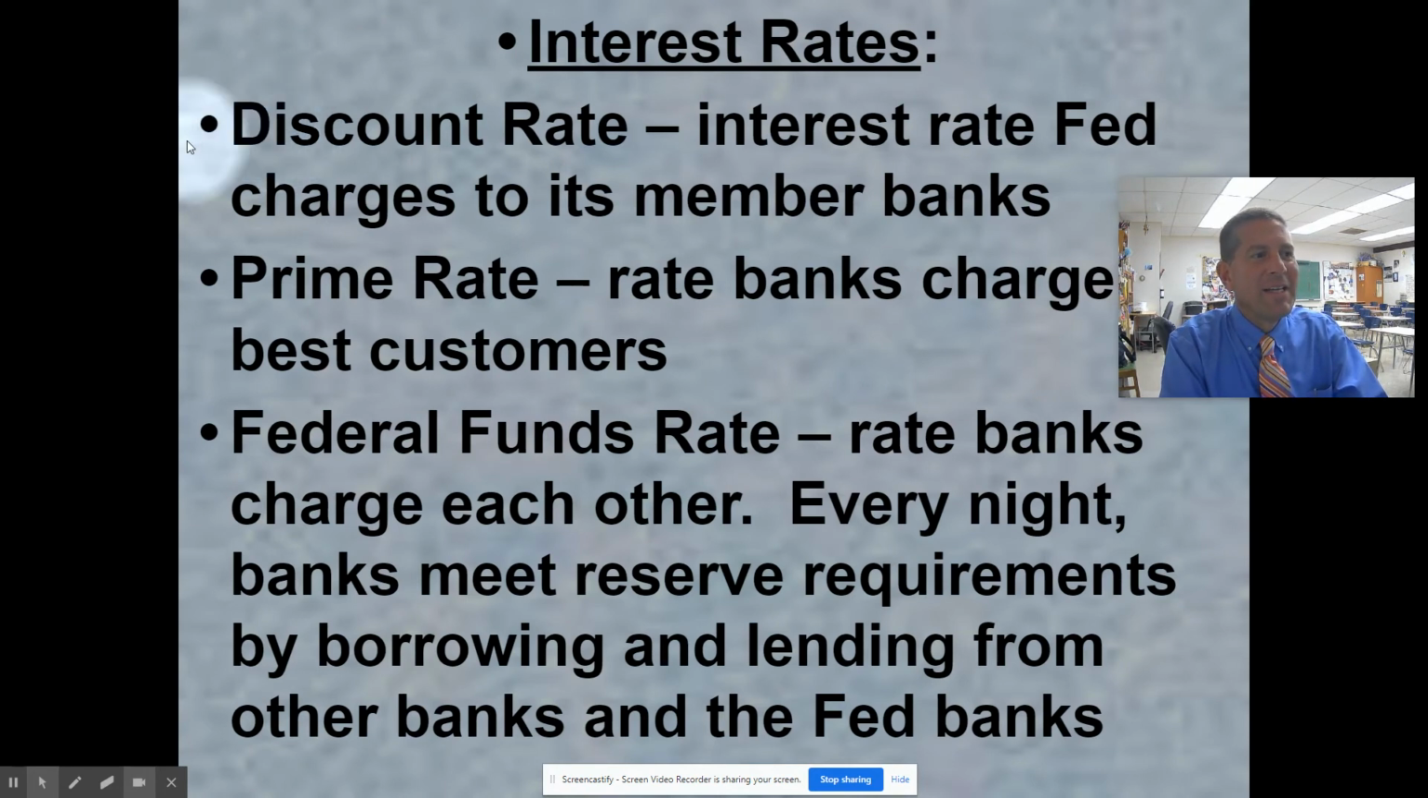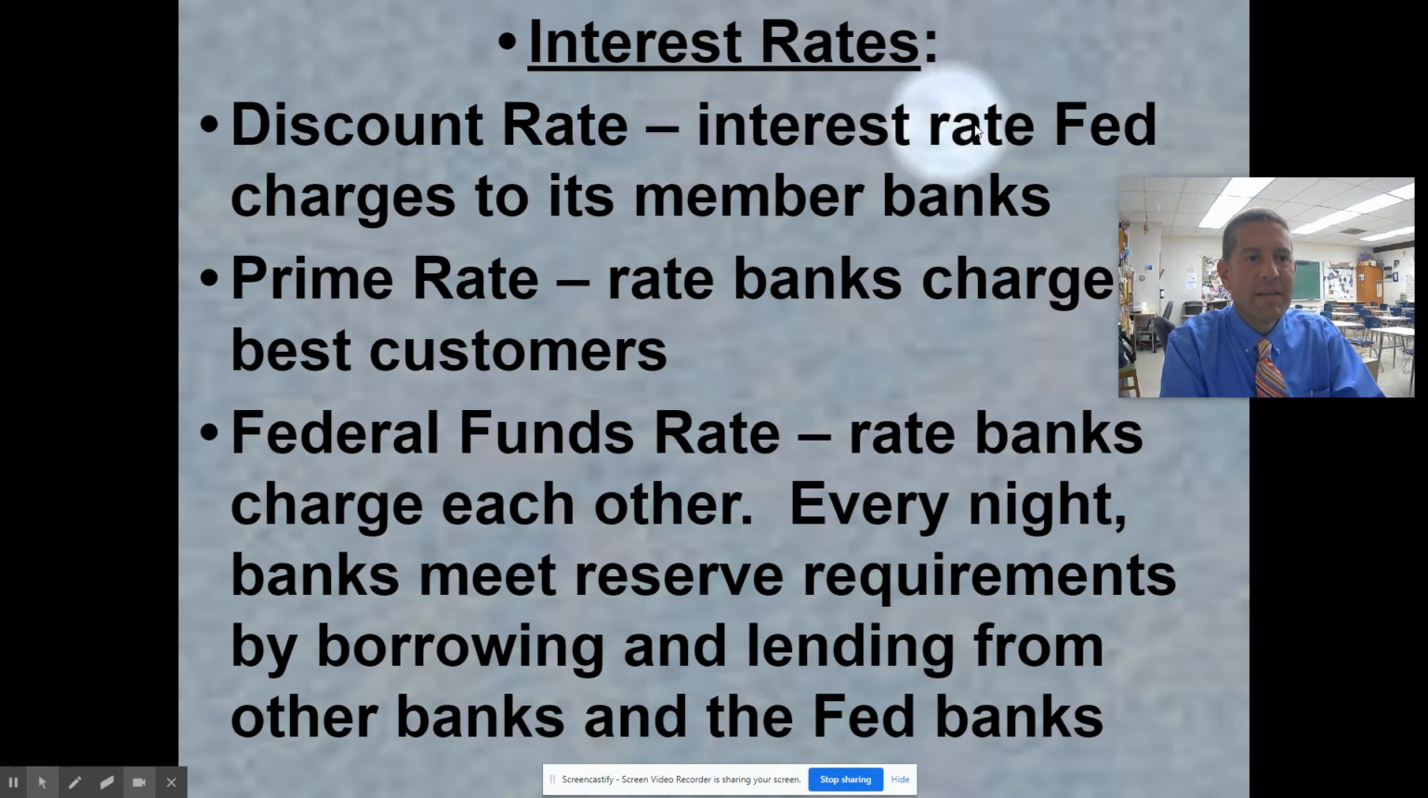Okay, thank you. Sorry. So there's the discount rate and the federal funds rate. Those are the two main interest rates, really the only two interest rates that the Fed directly controls. The Federal Reserve Board, this organization we've been talking about, has complete control over deciding for all banks in the country what the discount rate is and what the federal funds rate is. We'll focus primarily on the discount rate.